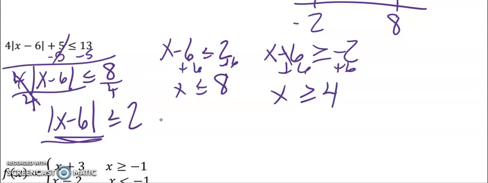Okay? Less than or equal to 8, greater than or equal to 4. Solid dots at both. Less than 8, greater than 4. Okay? So I'm going to pause and we're going to go to the other part of the review.